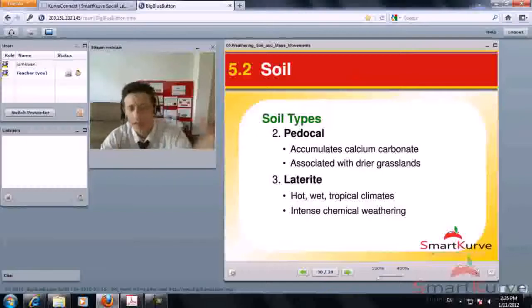So you can see there's a relationship here between the types of minerals that develop in an area and the types of soils that develop from those minerals. Pedocal soils are associated with dry grasslands. Then the third type, your laterite soils, that's where you get the intense chemical weathering from hot, wet, tropical climate. A lot of weathering.